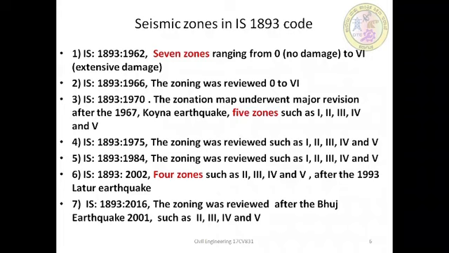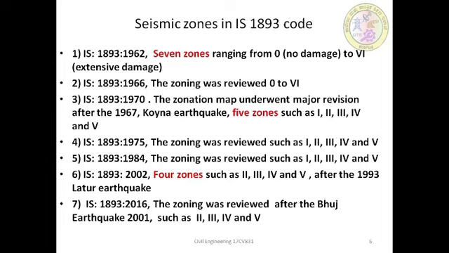Later, instead of 7 zones, it was modified into 5 zones, numbered 1, 2, 3, 4, 5. What happened is that zone 0 was merged with zone 1, and the 6th zone was merged with zone 5. So like that, 5 zones were made. And between 1975 and 1984 the IS code was revised again, and according to that the zoning was relocated for zones 1, 2, 3, 4, 5. So like that, 5 zones were there.